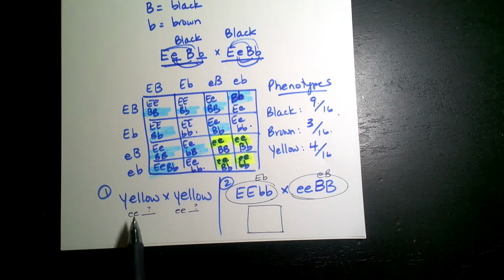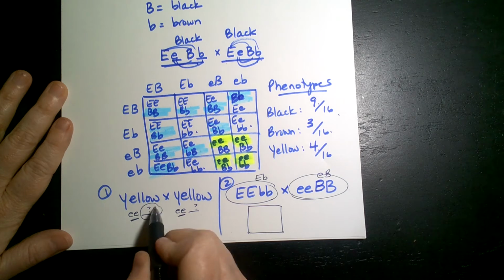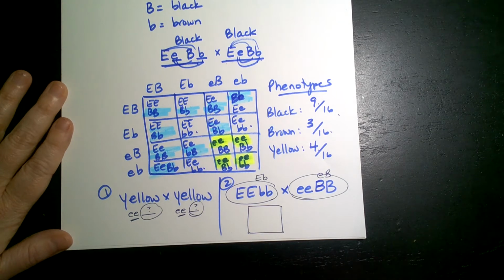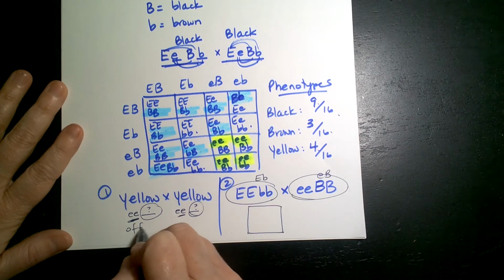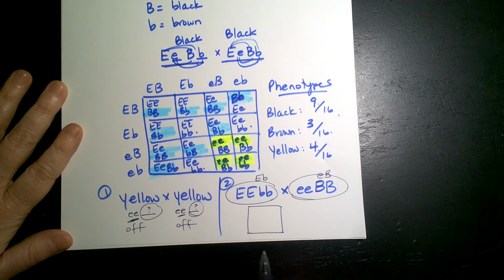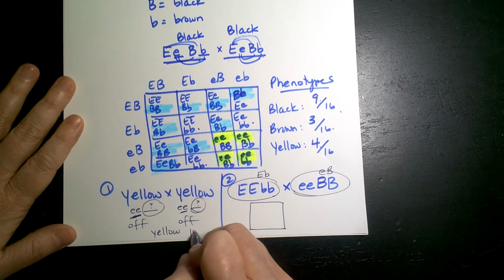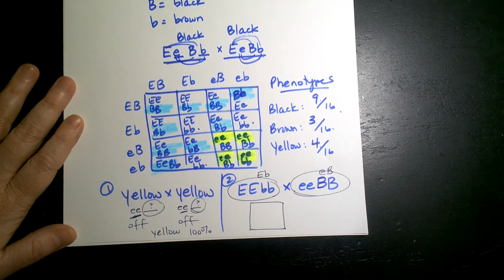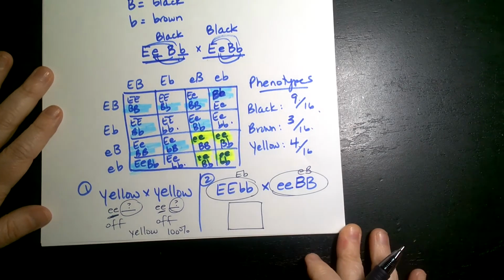Okay, so with the yellow times the yellow, yellow labs don't have any of the genes that turn the color machine on, so they can't make any pigment at all. So it doesn't even matter what the B's are for them at that gene because E has them off. And all of their offspring will be yellow. So 2 yellow labs will give you 100% yellow baby labs. So if you're selling yellow labs, you want to cross breed 2 yellow labs.